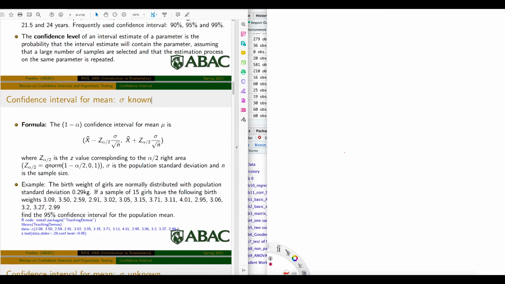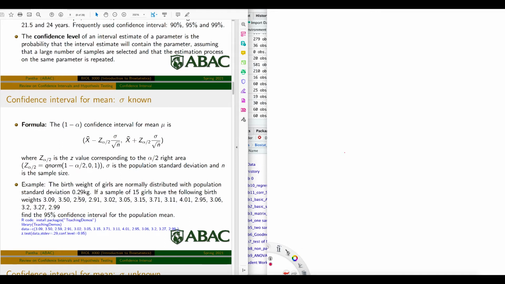You have the same thing here, where z alpha half is the z value corresponding to the alpha half. Negative z alpha half is the z value for the corresponding left area, and positive z alpha half is the critical value, the z value for the corresponding alpha half right area. So z alpha half is qnorm, that is the critical value, that's why we use qnorm: qnorm(1 minus alpha half, 0, 1). Sigma is the population standard deviation, and n is the sample size.